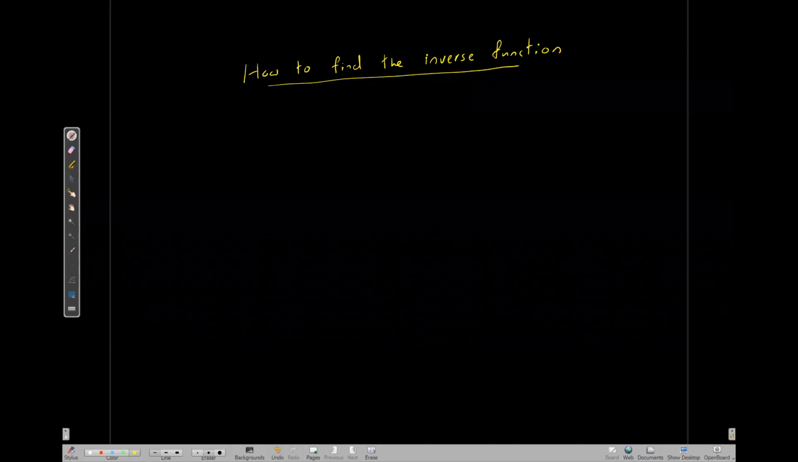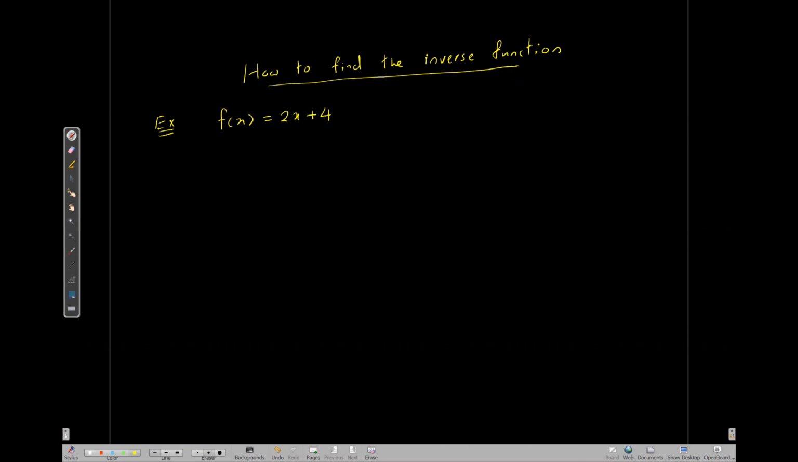Today we are going to learn how to find the inverse function. Now in the last video we talked about what an inverse function is and also how to verify the inverse function. But if you actually want to find the inverse function, how are you going to do that? Let's take an example and I will give you steps. 2x plus 4. This is exactly the last function we took in our last video.